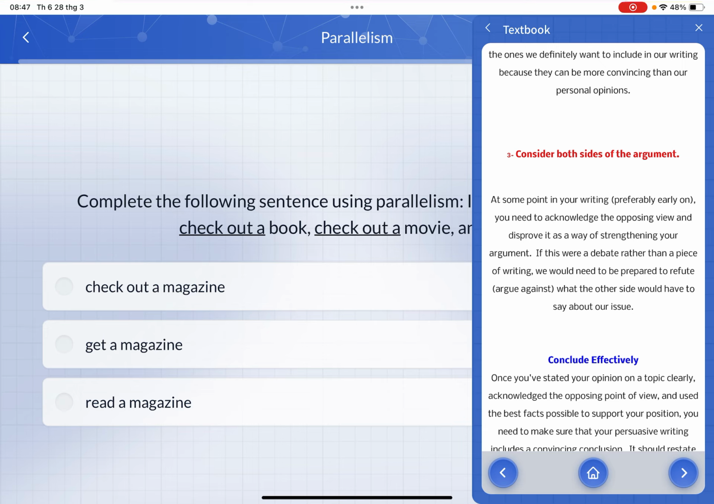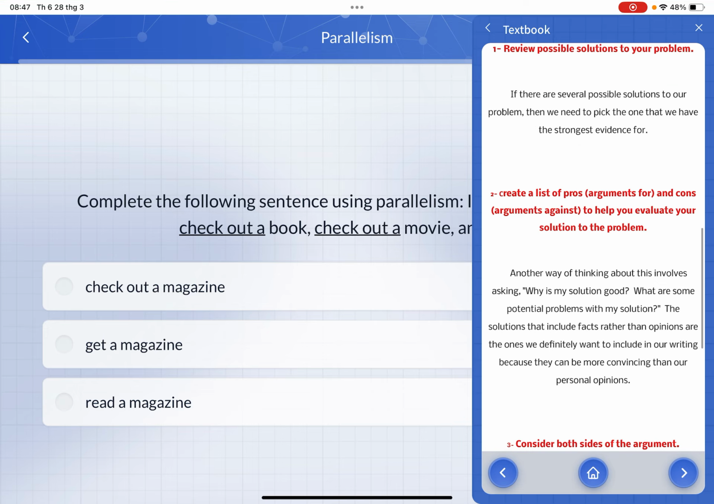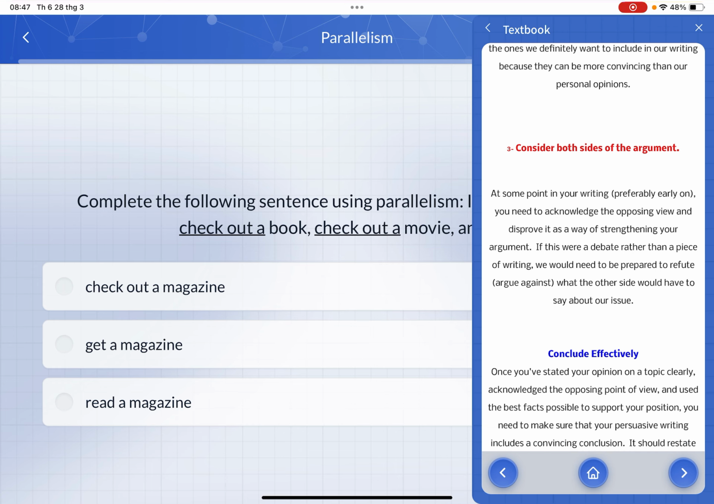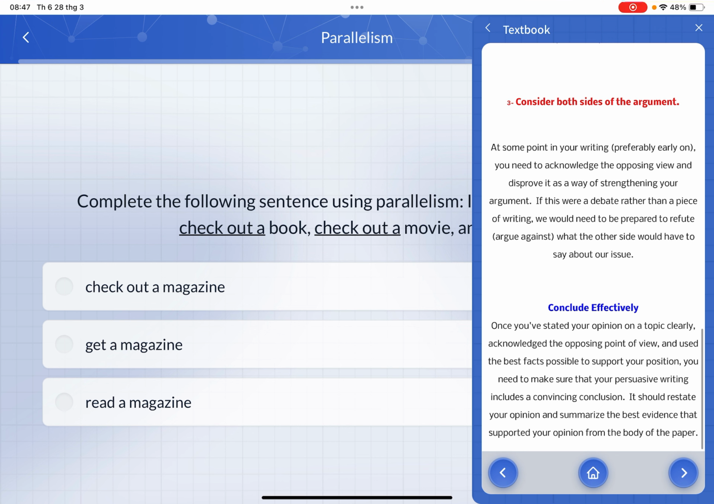Lastly, we consider both sides of the argument. At some point in our writing, we need to acknowledge the opposing view and disprove it as a way of strengthening our argument. If there were a debate rather than a piece of writing, then we would need to be prepared to refute. That means to argue against something, to argue against what the other side would have to say about our issue.